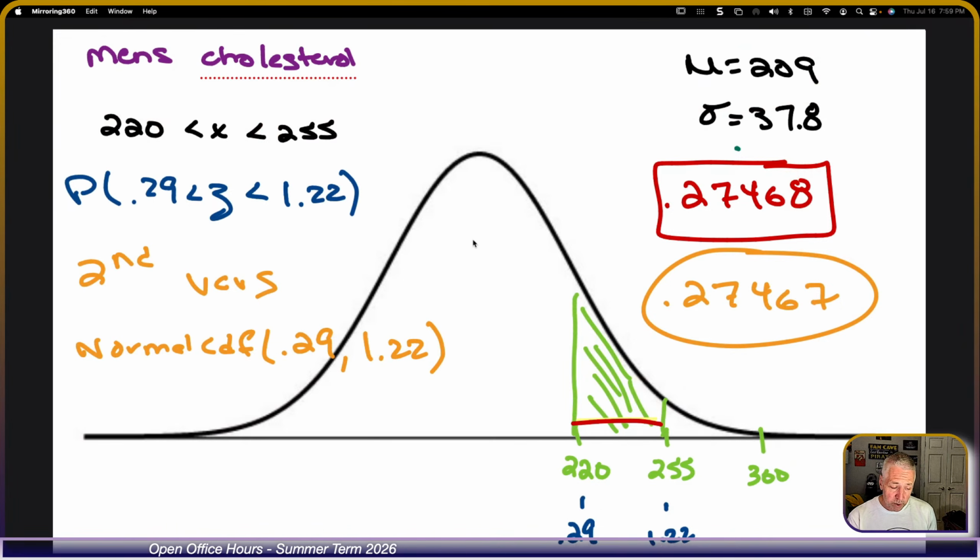I have found the area between that 220 and that 255. From here to here, I found the area between those two. I didn't have a curve to work with there. It was a regular normal curve. I transferred those numbers, 220 to 0.29, that's the z value, 255 to 1.22 z value, and voila. I worked with the table, and then I also worked with the calculator.